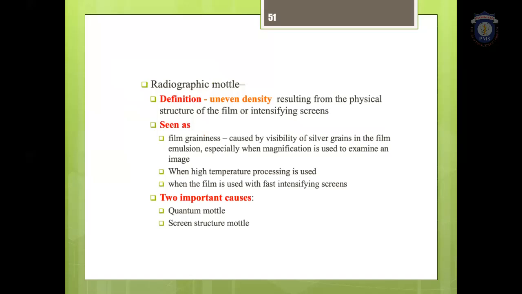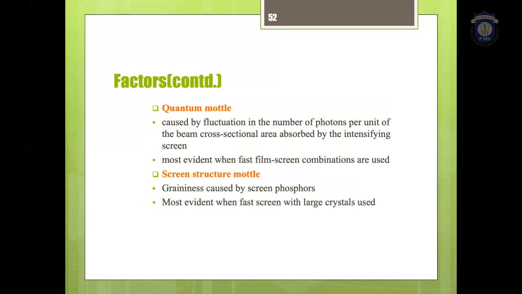What is radiographic mottle? It is defined as uneven density resulting from the physical structure of the film or intensifying screens, seen as film graininess caused by visibility of silver grains in the film emulsion, especially when magnification is used to examine an image, when high temperature processing is used, and when the film is used with fast intensifying screens. The two important causes of radiographic mottle are quantum mottle and screen structure mottle.